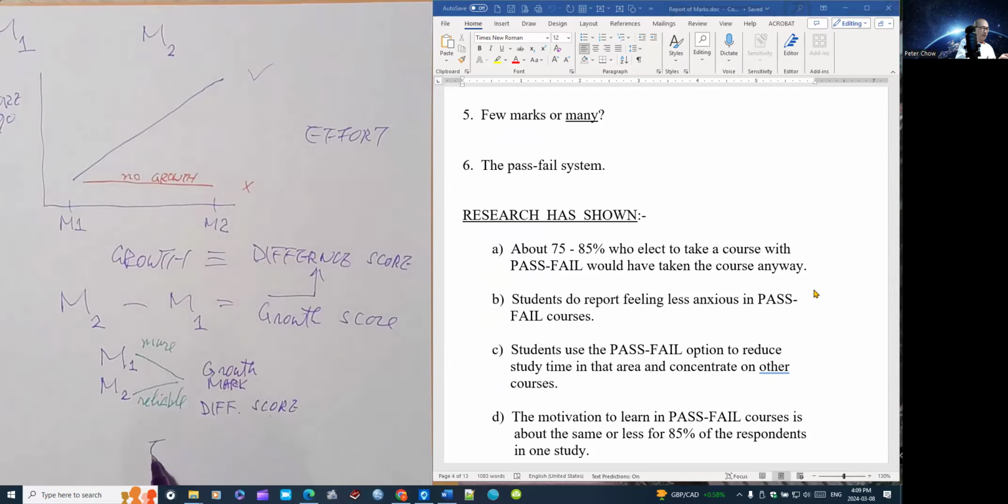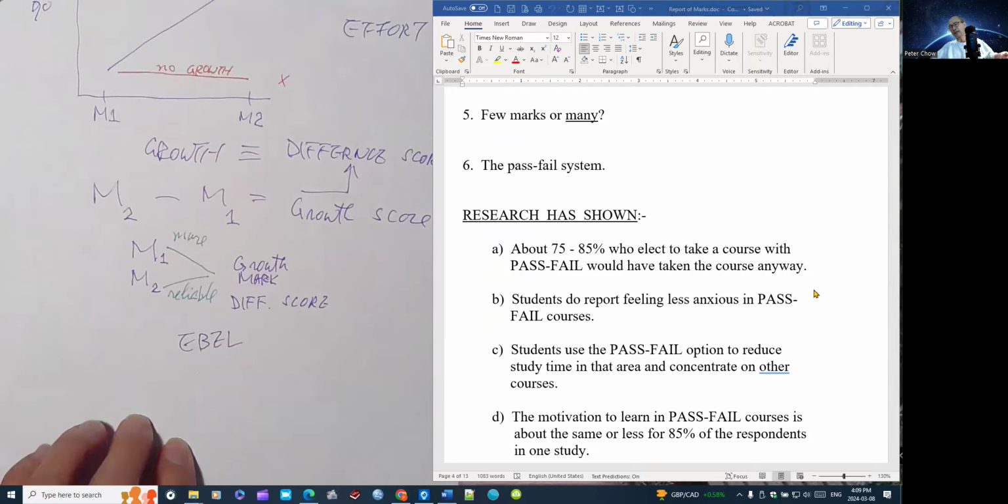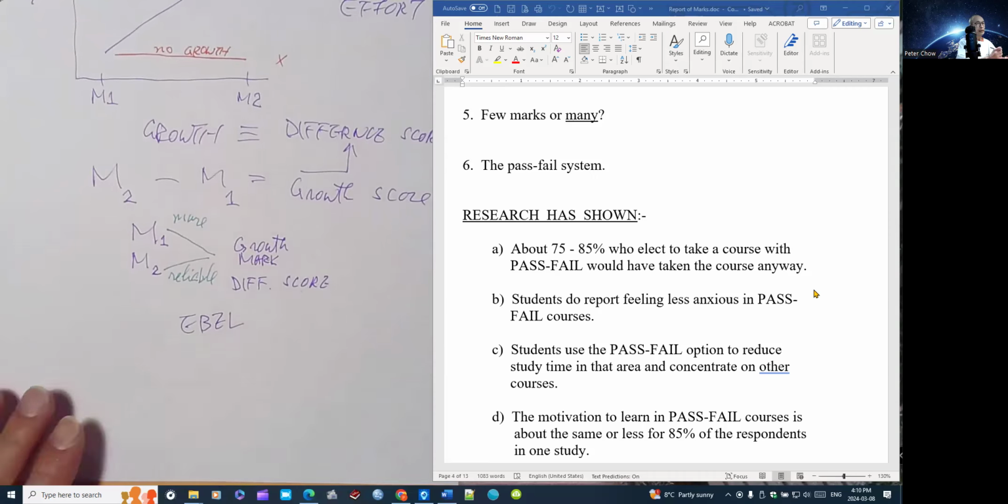Ebel, a famous psychometrician, showed mathematically that a reduction in the number of marks leads to a decrease in the reliability of those marks. Okay? Now, this is true.